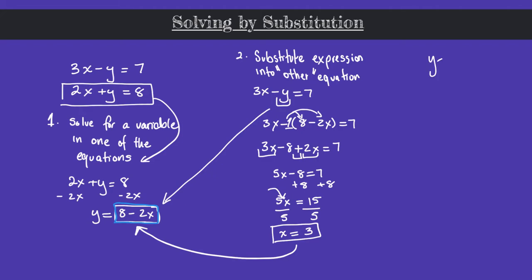So we know that y is equal to 8 minus 2 times x. So y is equal to 8 minus 2 times whatever x is, which is 3. And so that's 8 minus 6, which is equal to 2. So y is equal to 2.